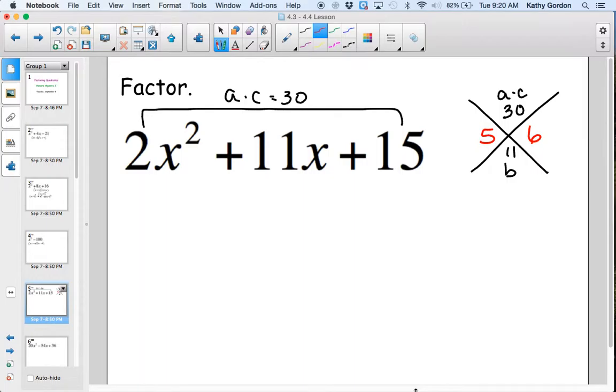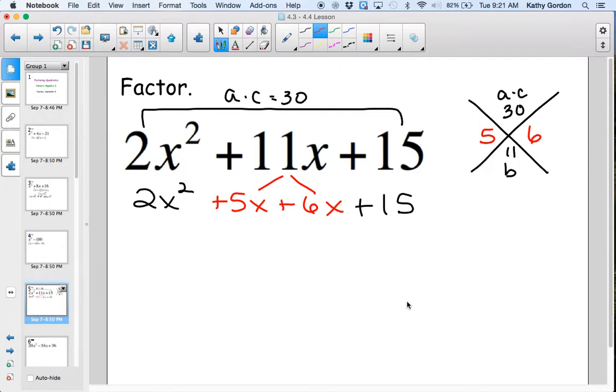One way is what's called splitting the middle. Anybody heard of that? Splitting the middle? Nobody? Seriously? Splitting the middle looks like this. I keep 2x squared. I keep 15. But now, instead of writing it as just 11x, I write it as 5x plus 6x, because those are the numbers that came from over here.